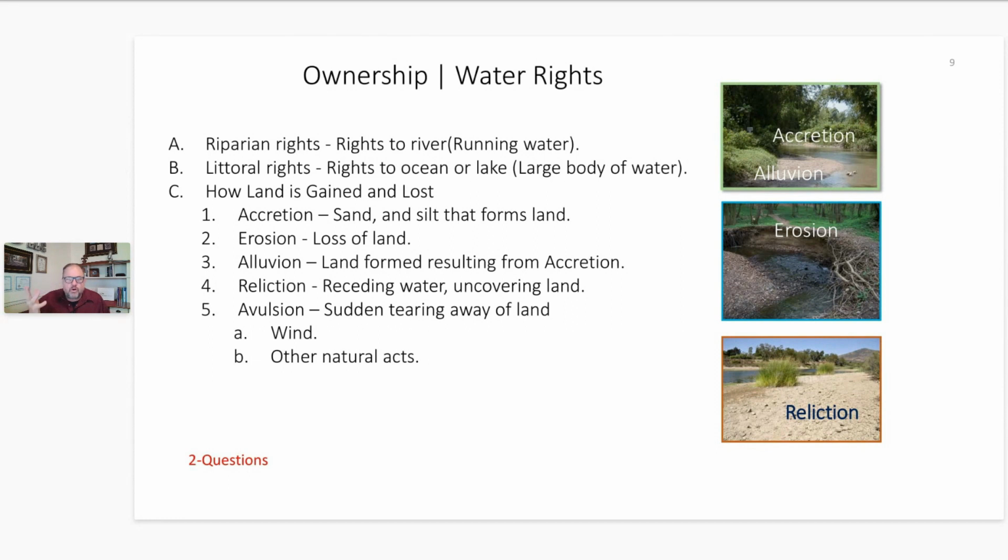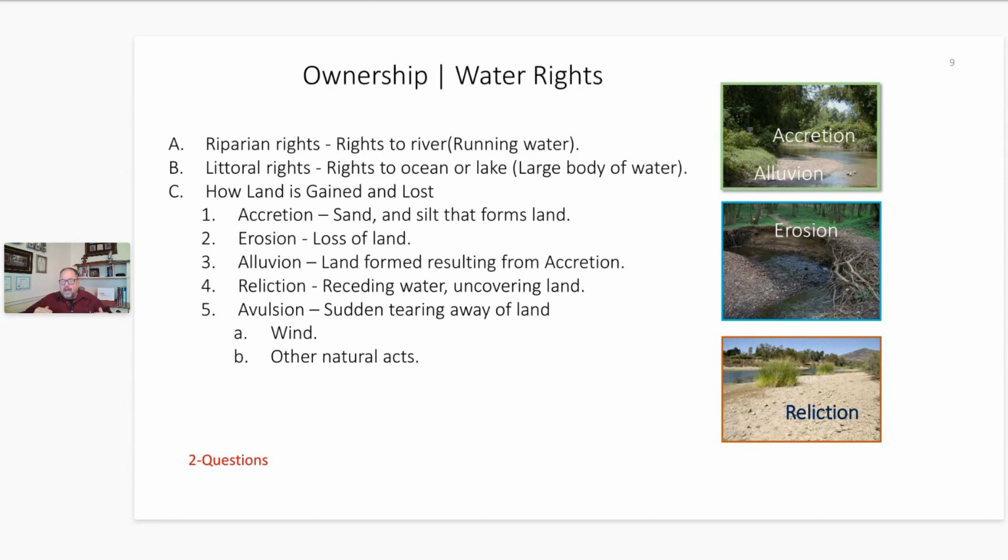Okay, erosion is pretty simple. Everybody has an understanding of what erosion is. It's just a taking away of the bank. And then you want to see the term reliction at the bottom. Reliction is nothing more than a dry spell, for example, or they open up a dam to lower the water.